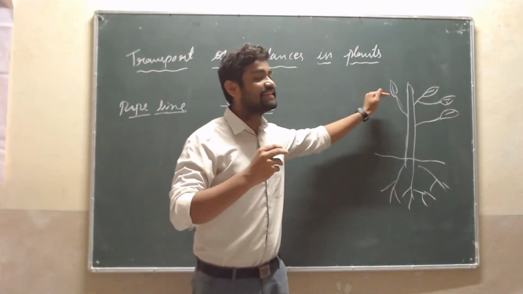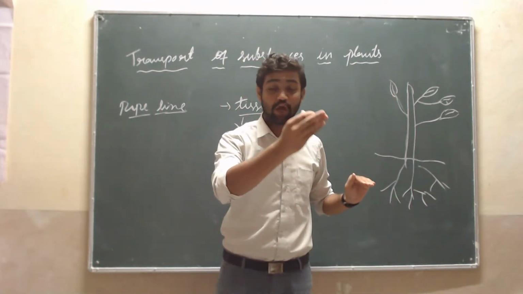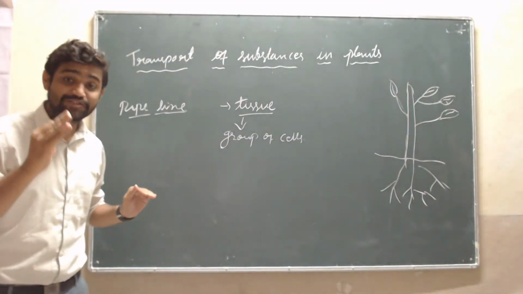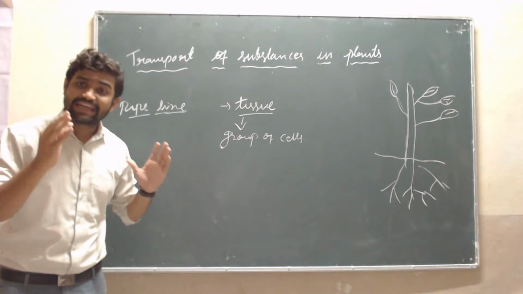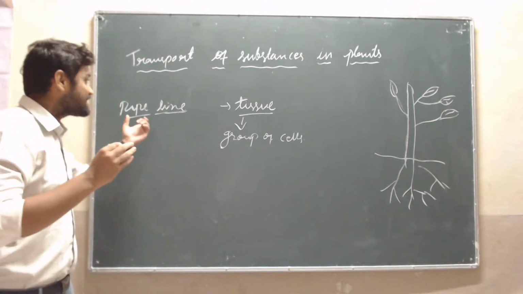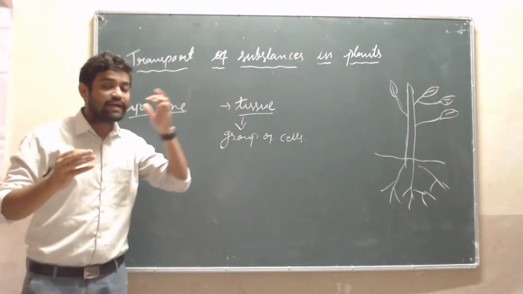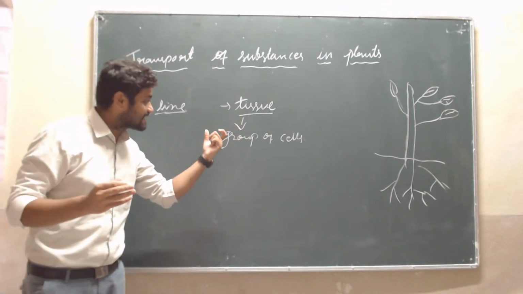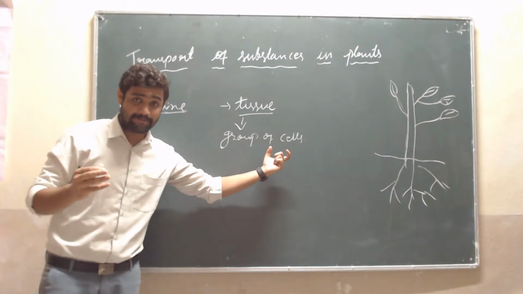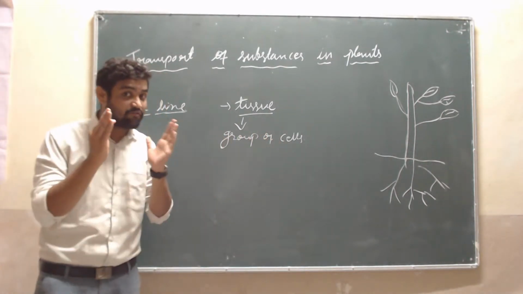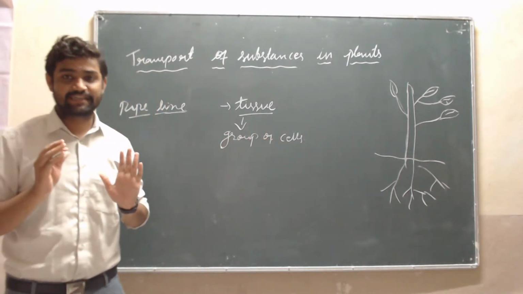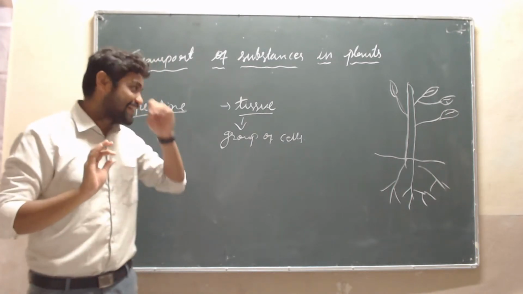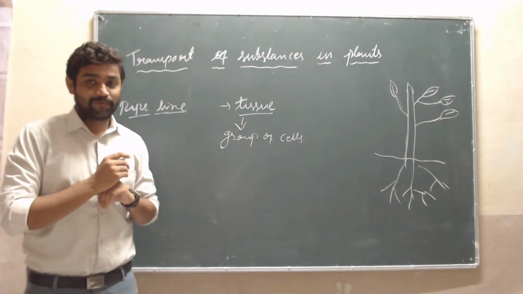Food prepared in the leaves is also supplied to all the parts of the plant by pipeline structures. What are these pipeline structures? They are made up of tissue. What is meant by tissue? Tissue is nothing but a group of cells that perform a particular task. That is what is meant by tissue.